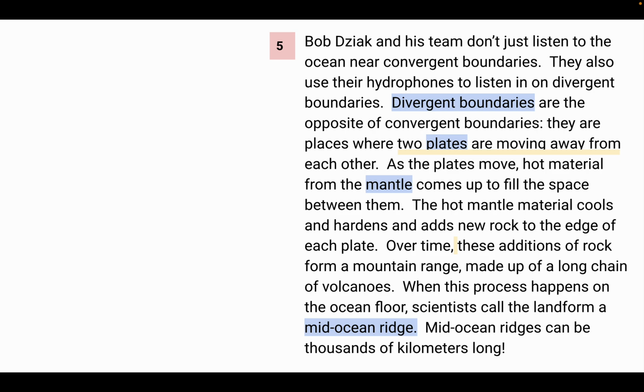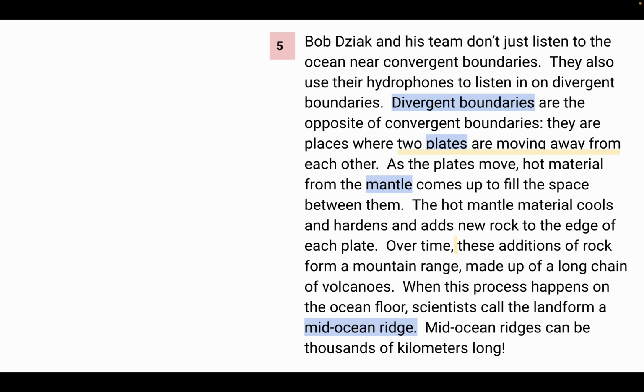As the plates move, here's what happens. This is really interesting. As the plates move, and you can see this in your sim, so if you're having a hard time thinking of what this looks like in your mind's eye, stop and go into the sim, click on the divergent plate boundary and press run, and look what happens. As the plates move, hot material from the mantle comes up to fill the space between them.